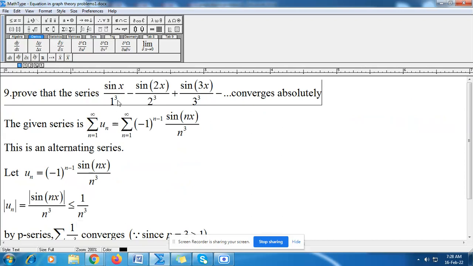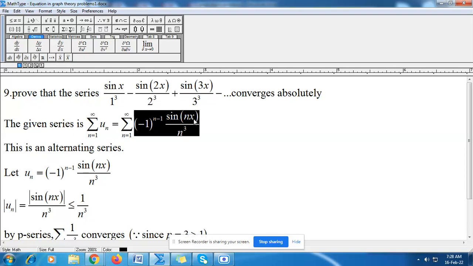Prove that the series sin x by 1 cube minus sin 2x by 2 cube plus sin 3x by 3 cube and so on converges absolutely. To prove it converges absolutely, first you write the nth term. So the sigma notation is sigma n equal to 1 to infinity un, as sigma n equal to 1 to infinity (-1)^(n-1) sin nx by n cube. This is an alternating series. We know that. Now take un as the total of this.